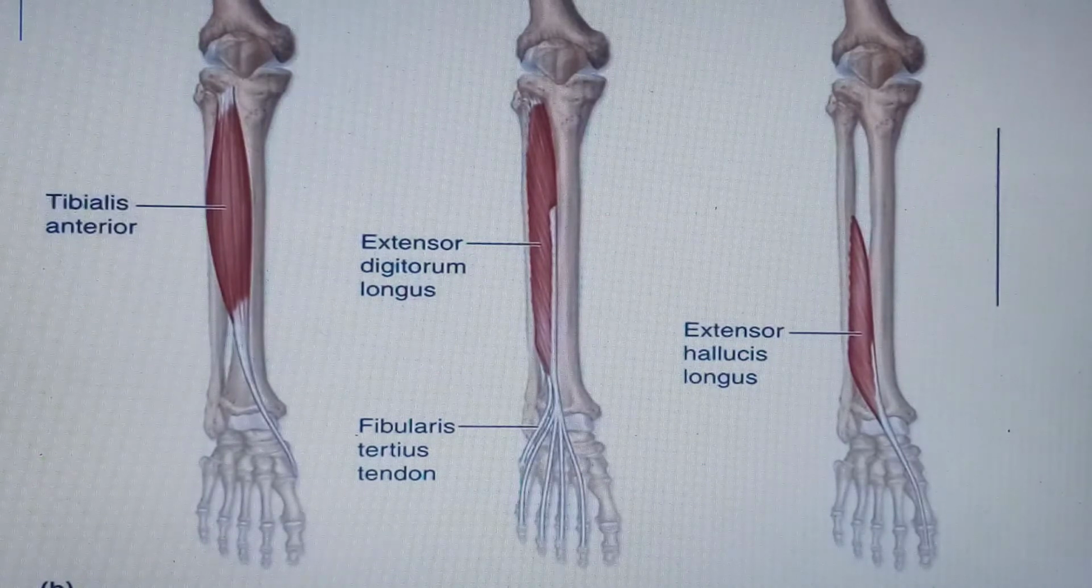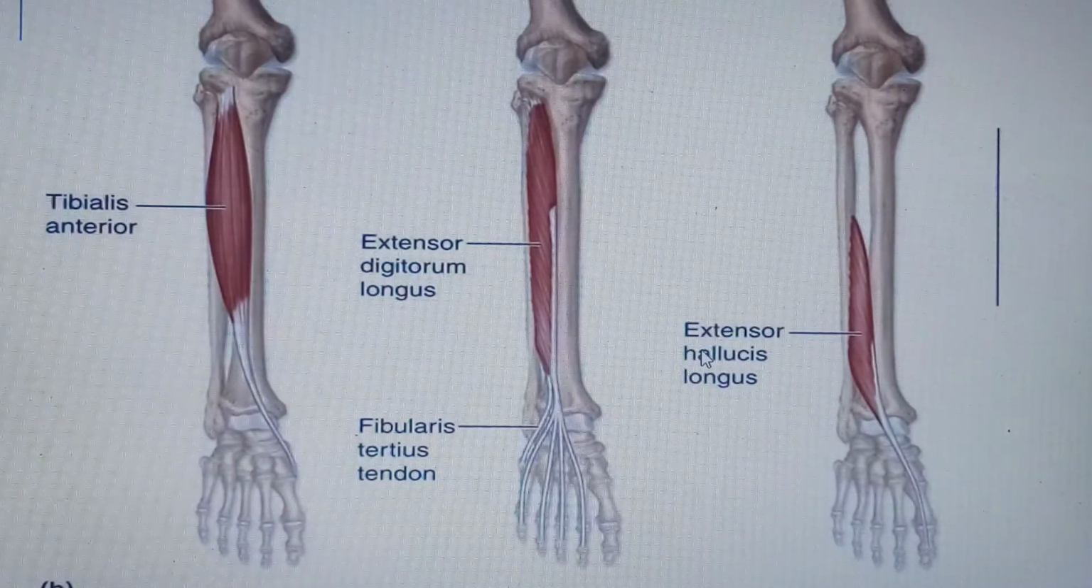Now if I reflect this extensor digitorum longus, then I'm going to get this deep muscle known as extensor hallucis longus. So get to know that extensor hallucis longus. Now the word hallux has to do with the great toe. So it tells us that it's going to insert on the great toe. So the name is extensor, going to help extend, hallucis longus.